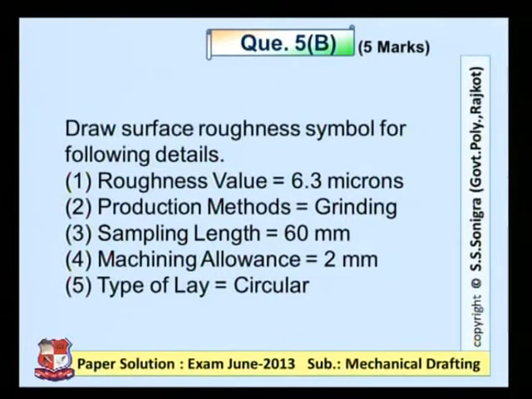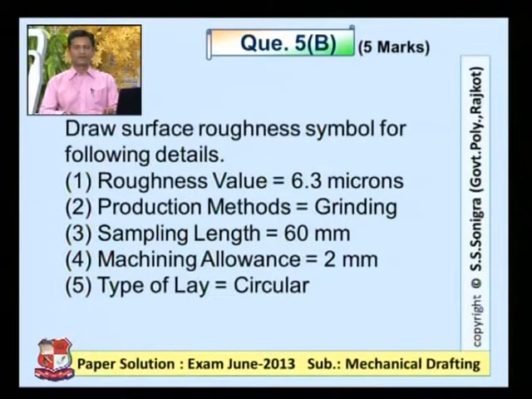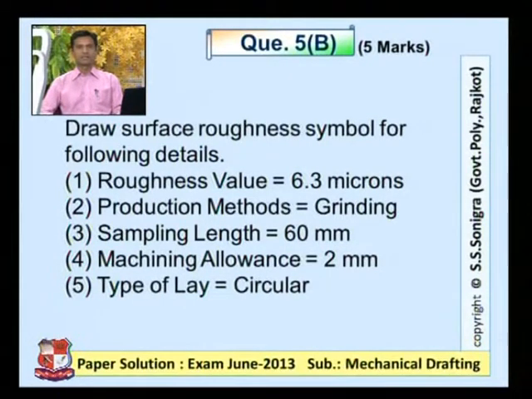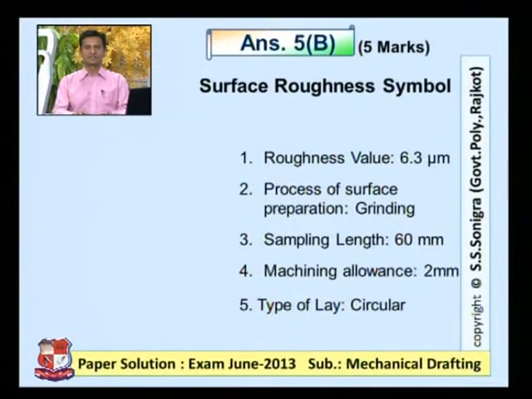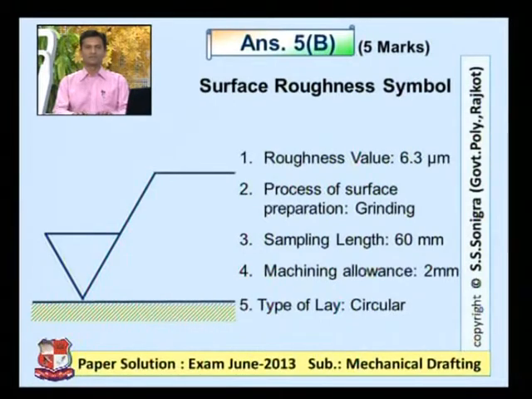Now next, question number 5b, asked for 5 marks. Draw surface roughness symbol for following details. Roughness value 6.3 microns, production method, that is grinding, sampling length 60 mm, machining allowance 2 mm, type of lay circular. The question is asked for 5 marks and 5 elements you have to represent in the surface roughness symbol. So for that, first of all, draw the symbol of surface roughness like this. This is the symbol of surface roughness, and we have to represent these values.